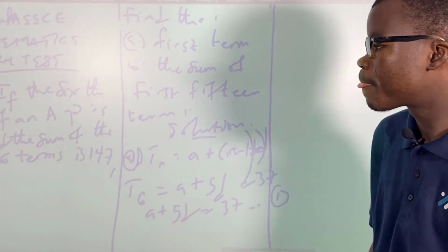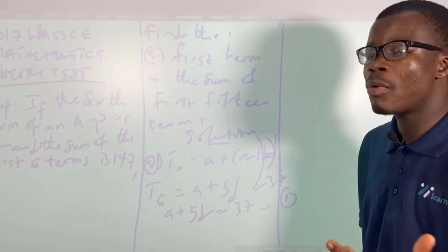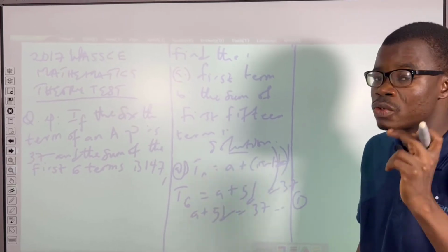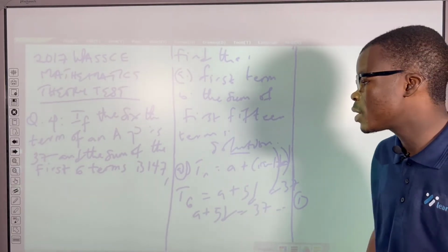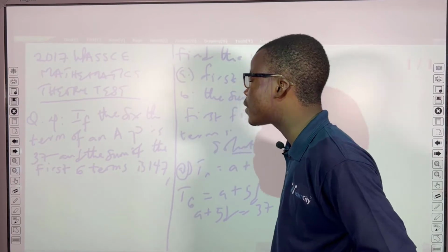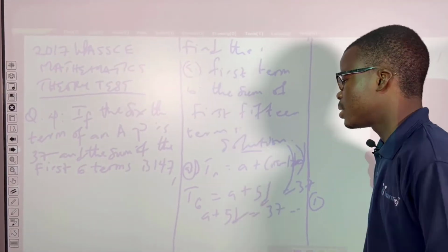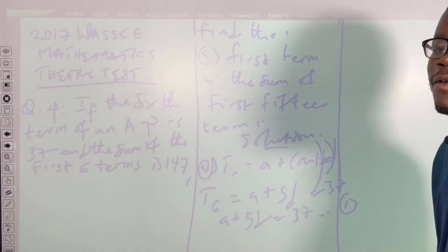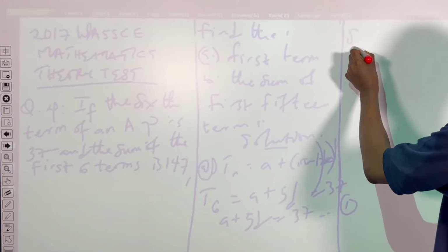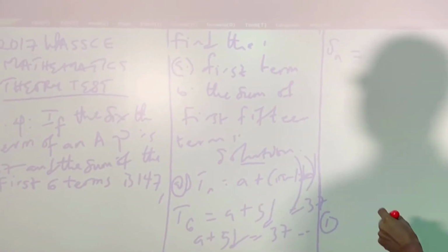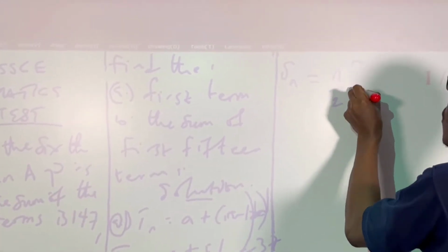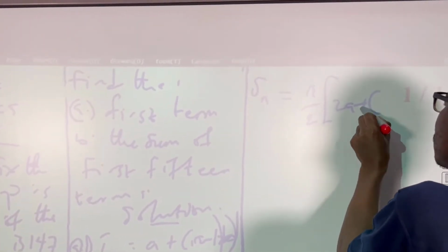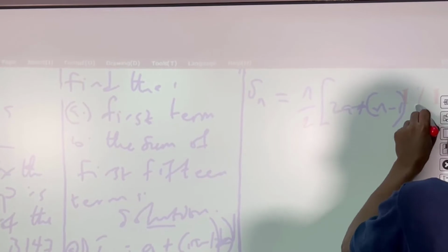We move further. It continues and gives us other additional information that will be useful for solving the question. It says, and the sum of the first 6 terms. This is talking about the sum of the nth term. And what's the formula? When you need to recall the formula of the sum of the nth term, it is n over 2, open bracket 2a plus open bracket n minus 1 d.